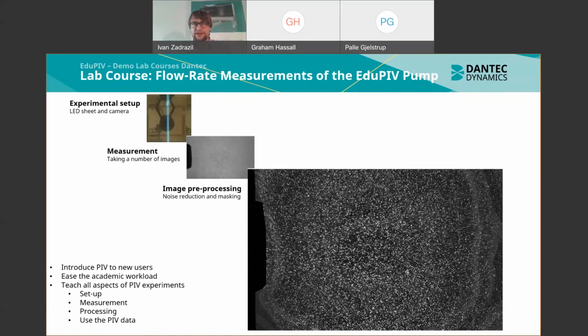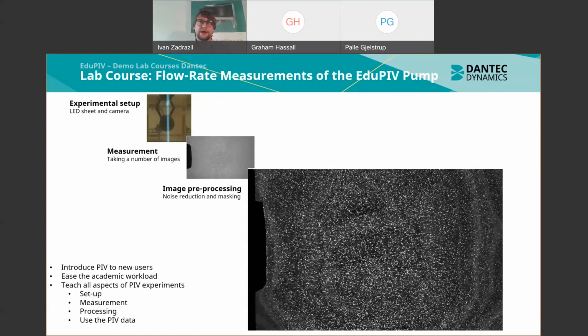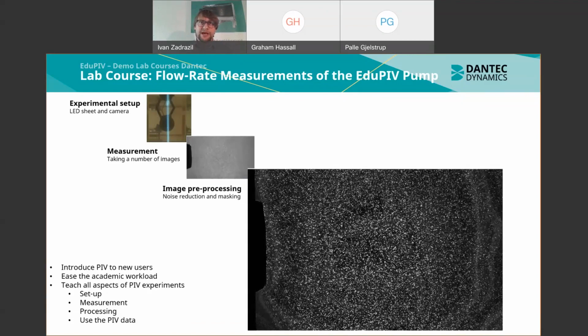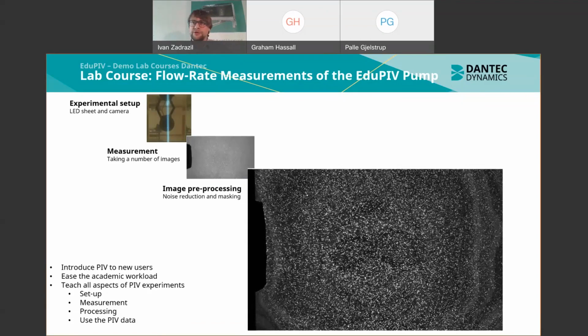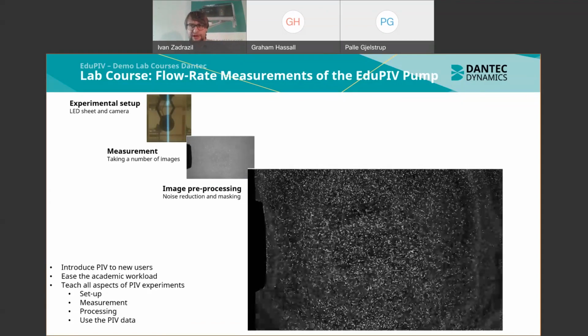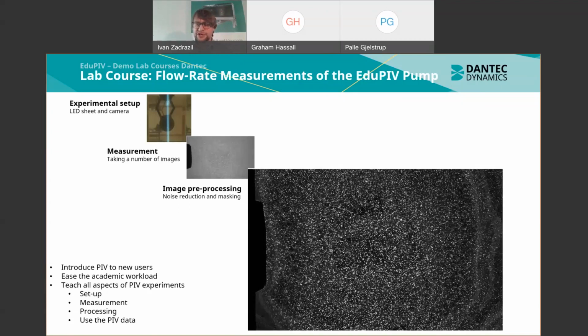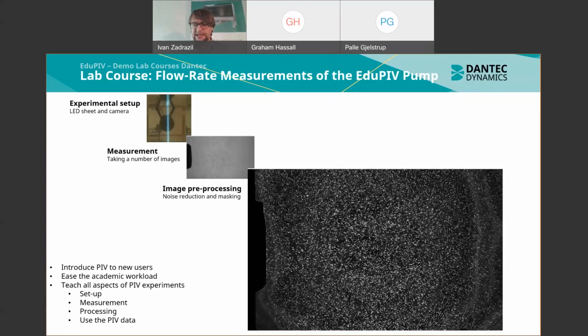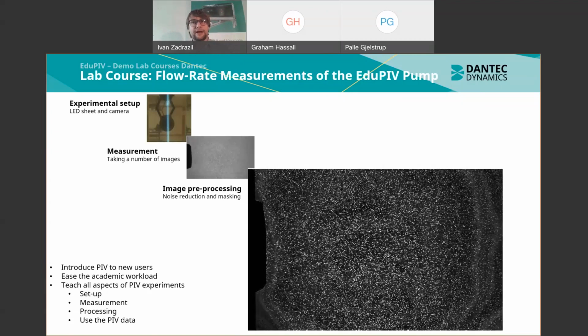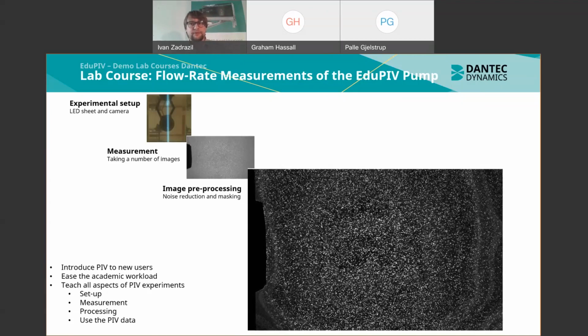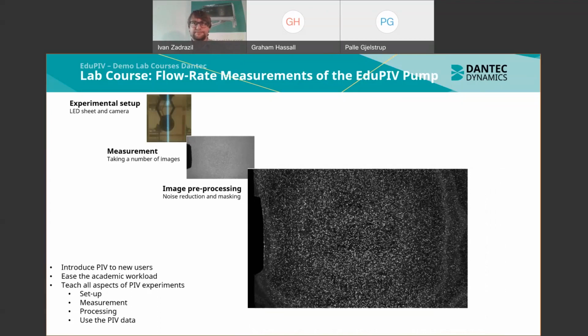And here we start with image pre-processing. What we are trying to do is to reduce noise. In this example, I subtracted the background, but we also generated a mask. So we mask out areas where there are no particles, for example, where the nozzle is located.